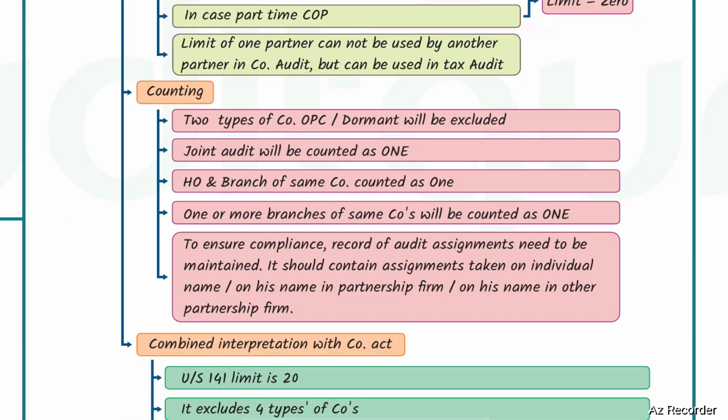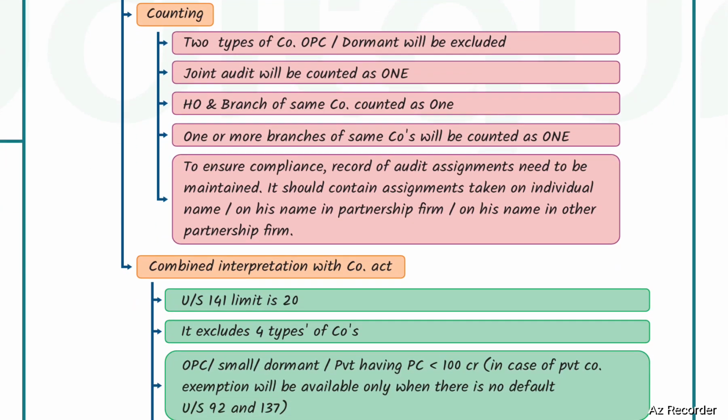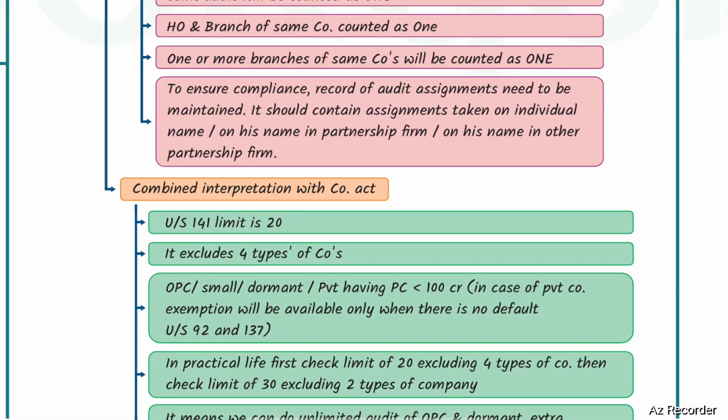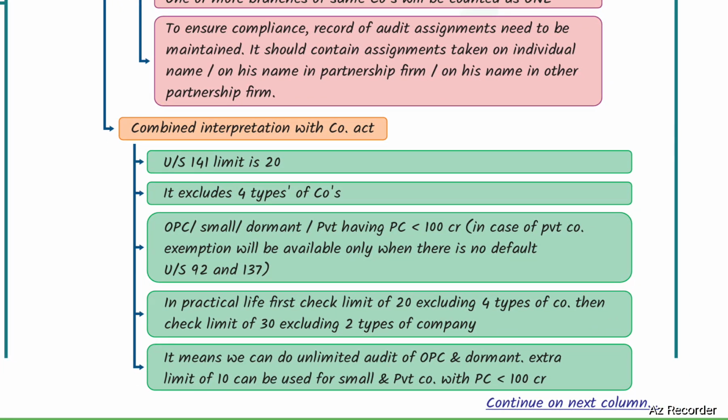Next, counting. Two types of companies, OPC or dormant, will be excluded. A joint audit will be counted as 1. Head office and branch of the same company are counted as 1. One or more branches of the same company will be counted as 1. To ensure compliance, a record of audit assignments needs to be maintained.